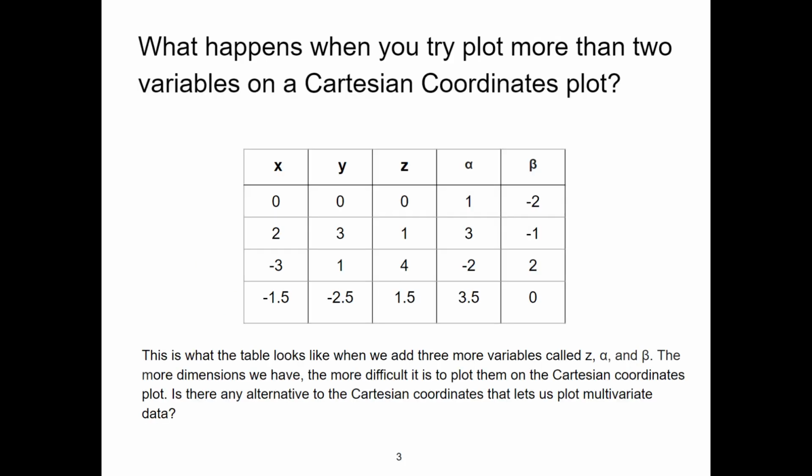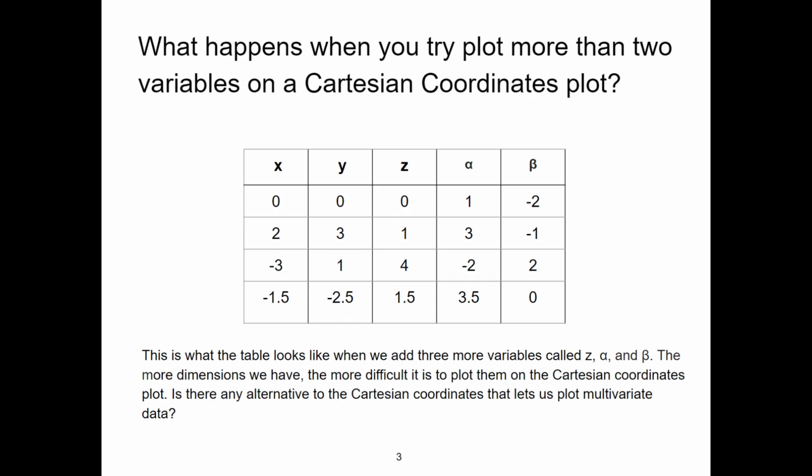What happens when you try to plot more than 2 variables on a Cartesian coordinates plot? This is what the table looks like when we add 3 more variables called z, alpha and beta. The more dimensions we have, the more difficult it is to plot them on the Cartesian coordinates plot. When the point has more than 2 variables, we are not able to perceive and understand the point's variables on the Cartesian coordinate easily. The more variables you try to plot on the Cartesian coordinates, it quickly becomes infeasible.